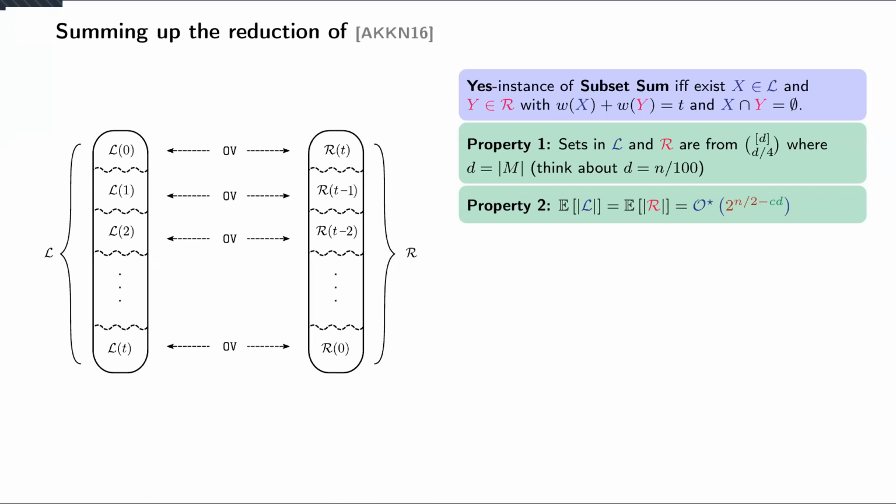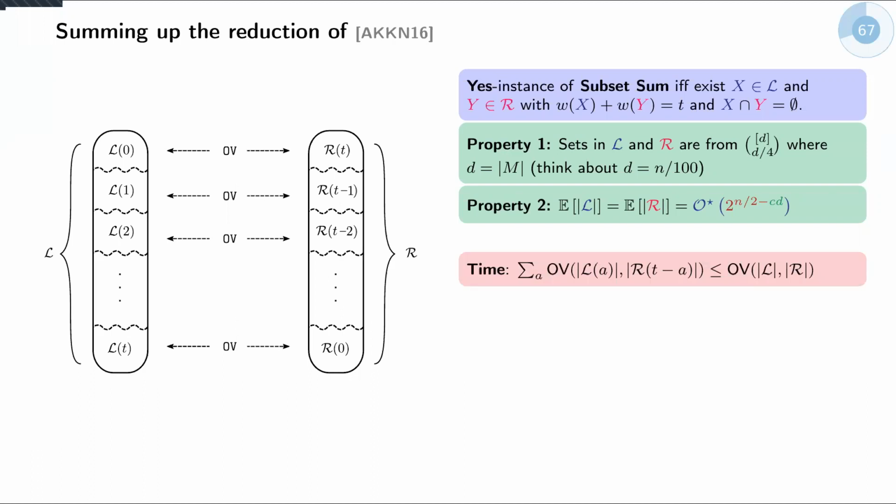I'm a little bit puzzled here. The reduction actually gives you some benefit in terms of the expected size of the lists L and R. But what do you pay? You pay that you need to solve this orthogonal vectors. I see. Okay. Yeah, that's basically it. Thanks.